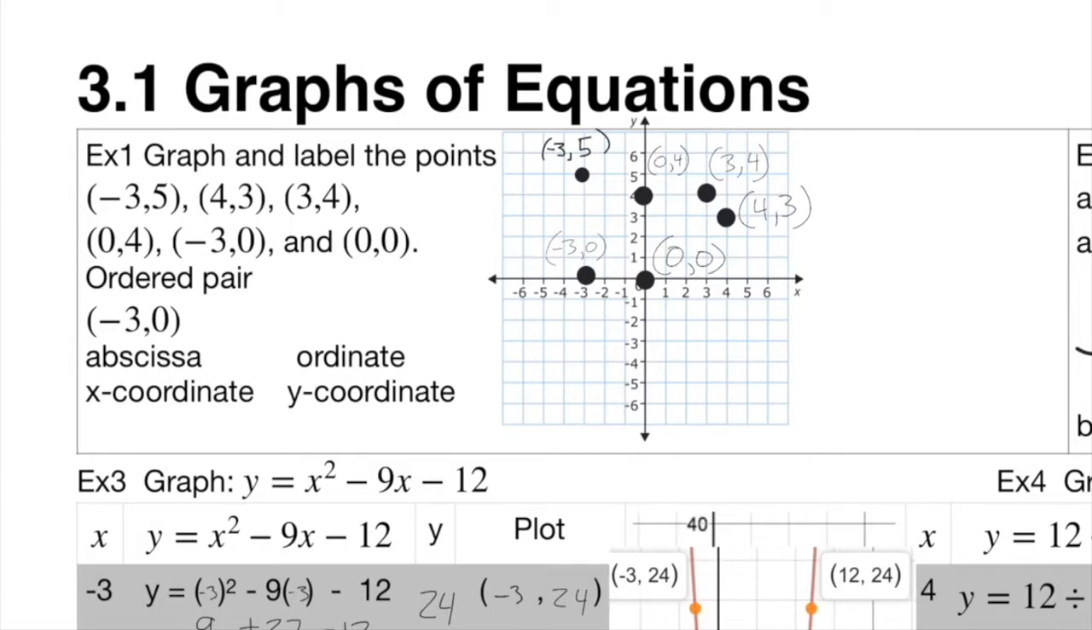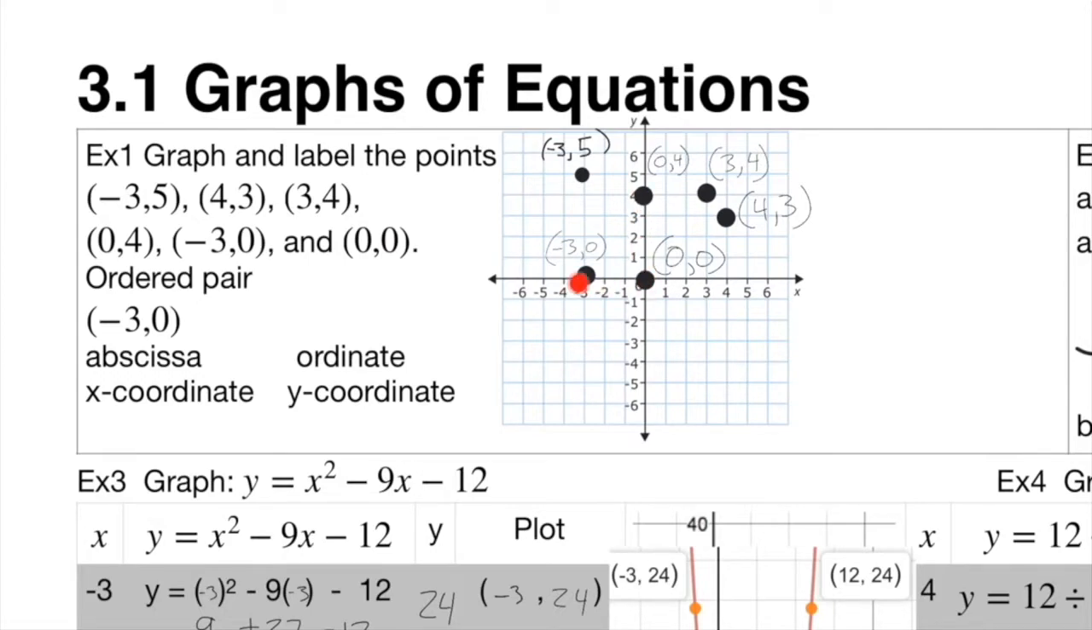So, graph and label the points. You've got negative 3 comma 5. It goes negative 3 to the left and then up 5. 4 comma 3 goes to the right 4 and up 3. Not to be confused with 3 comma 4, which goes over 3 and up 4. 0 comma 4 goes left or right 0 and then up 4.